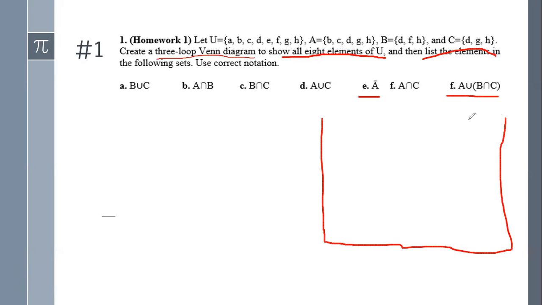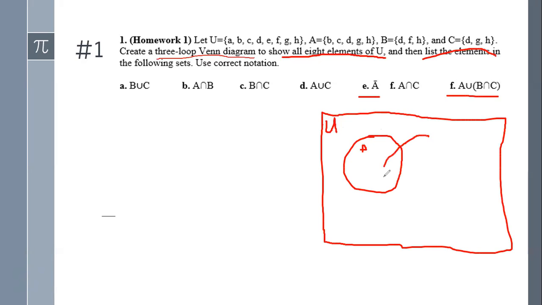Here's our universe, U, with A, B. Remember, this is an art class, so they don't have to be perfect. And C, because I would probably not make a passing grade in art. That's what we were doing. All right, let's get to placing the letters in our spots.